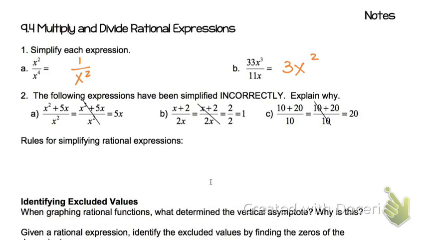You cannot cancel these x squareds right here because you have this plus sign. You cannot cancel this x and 2x because you have this plus sign. And you cannot cancel the 10 and the 10 because you have this plus sign. So if you have a plus or a minus on the top or the bottom, things cannot cancel. You can only cancel when things are multiplied by each other, when they're factored.